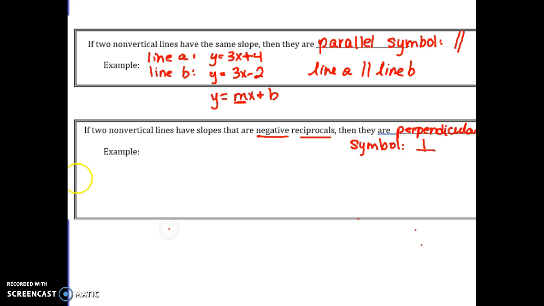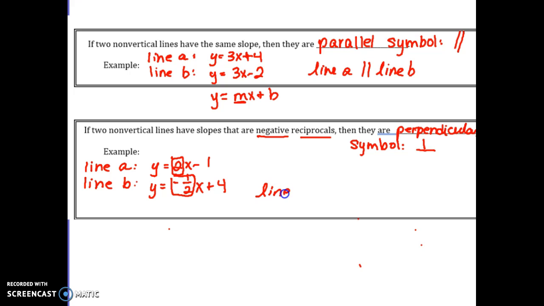So in our example, if we had line A, y equals 2x minus 1, and line B, y equals negative 1/2 x plus 4. If we look at the two slopes, one is 2 and the other is negative 1/2, you can see that they're negative reciprocals. So we can say that line A is perpendicular to line B.